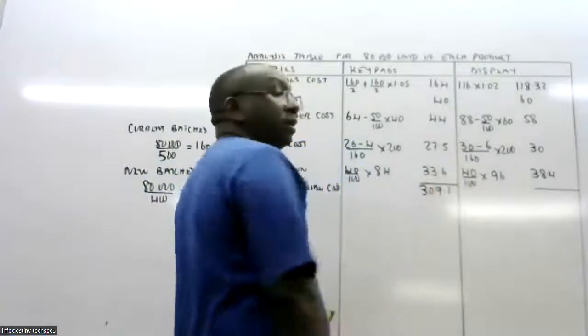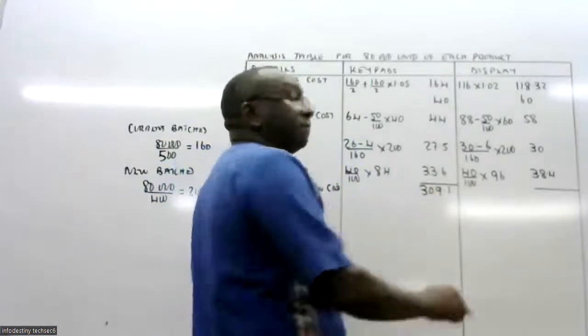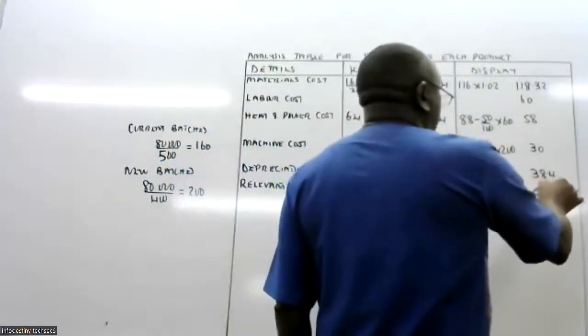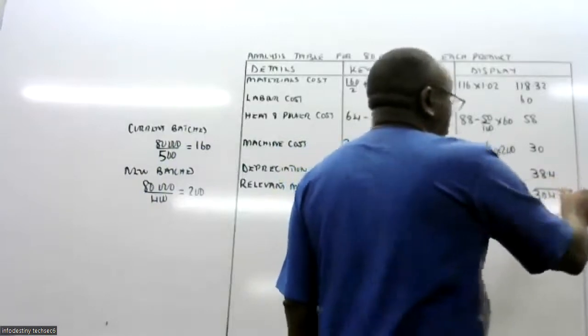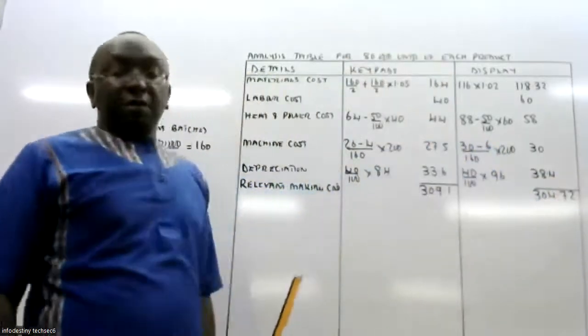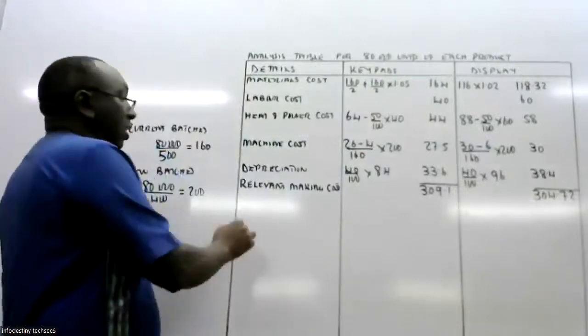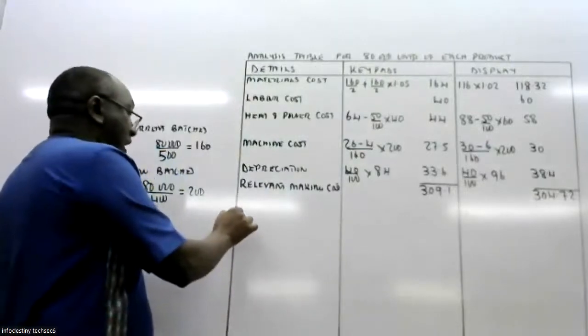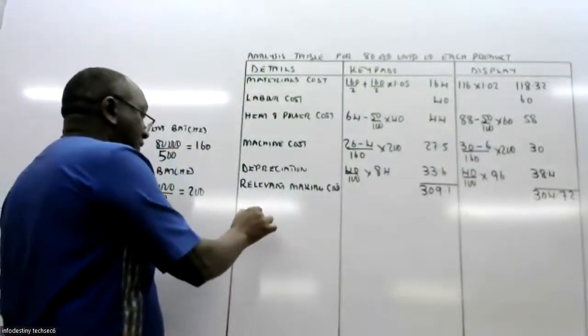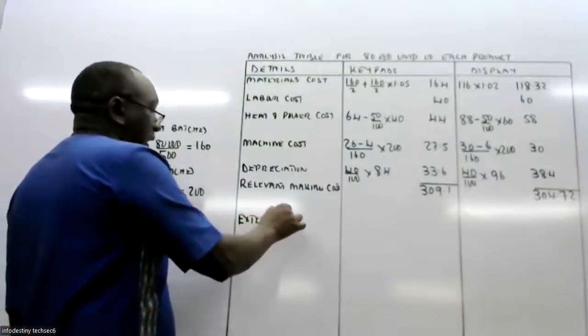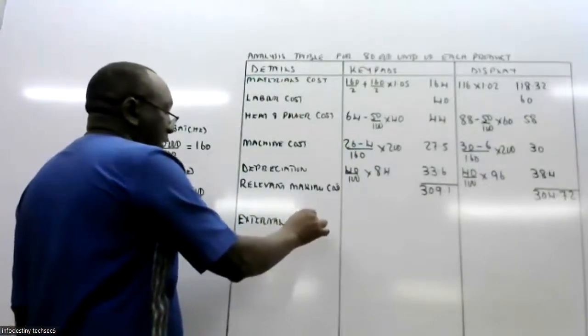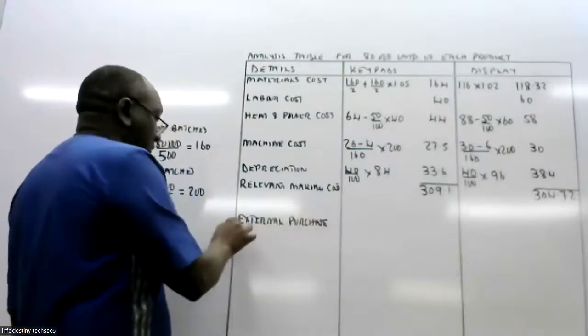309.1, 304.72, 304.72. From there, you bring external purchase costs. External purchase costs.